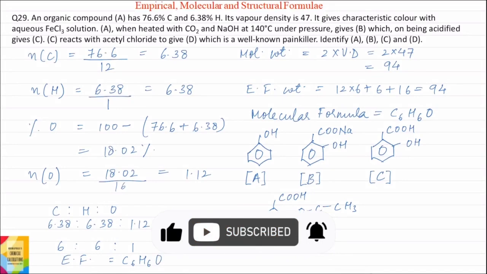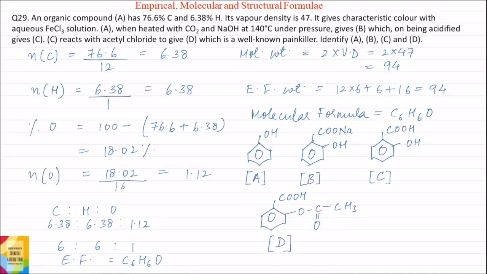Question 29. An organic compound A has 76.6% carbon and 6.38% hydrogen. Its vapor density is 47. It gives characteristic color with aqueous FeCl3 solution. A, when heated with CO2 and NaOH at 140 degrees centigrade under pressure, gives B, which on being acidified gives C. C reacts with acetyl chloride to give D, which is a well-known painkiller. Identify A, B, C and D.